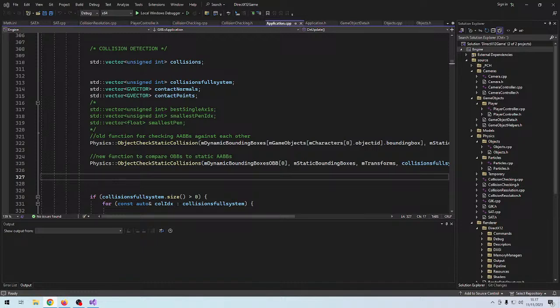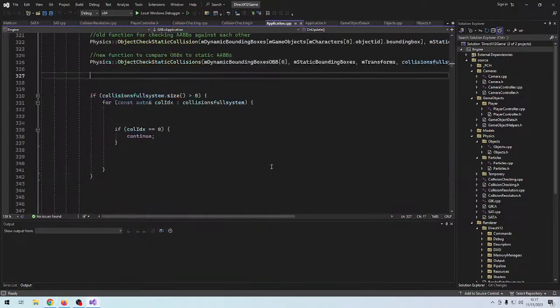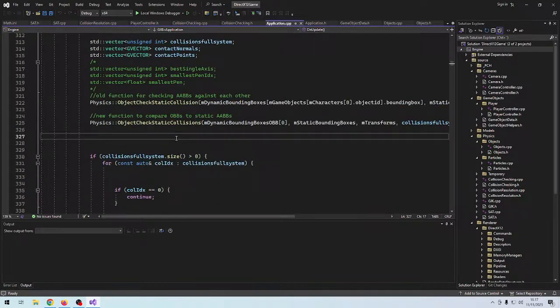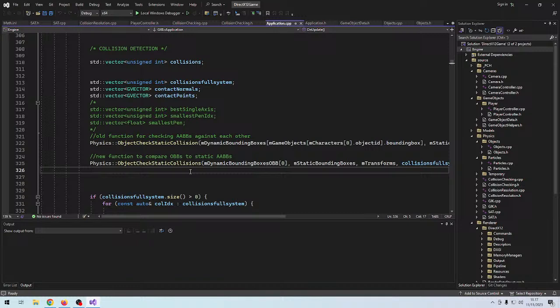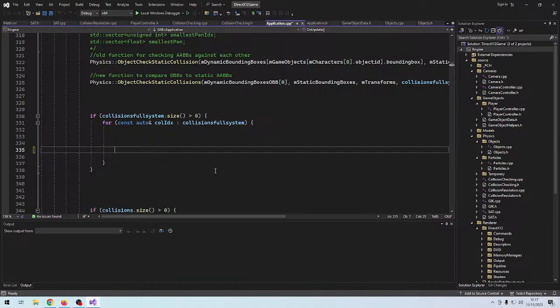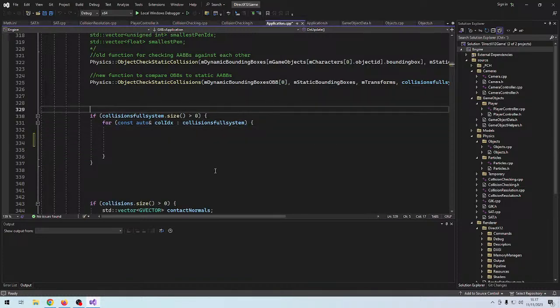But as I've mentioned in the previous stream/episode, we will be using our contact information here to do some physics resolution. This is our new collision resolution step.